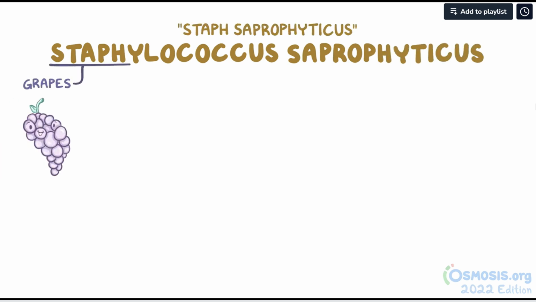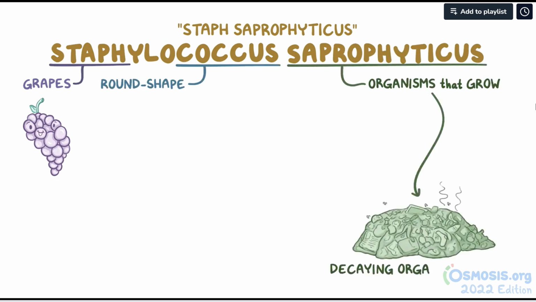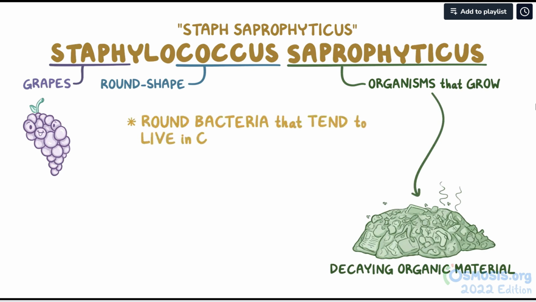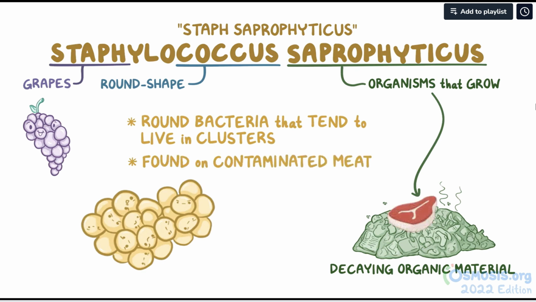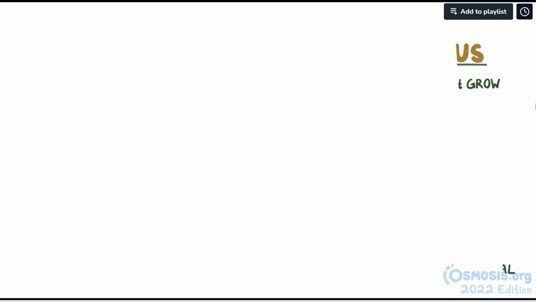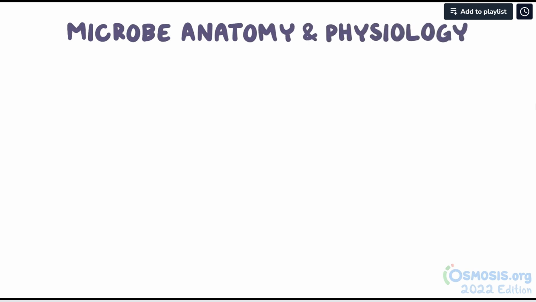Staph means grapes, coccus means round shape, while saprophyticus refers to organisms that grow on decaying organic material. So Staphylococcus saprophyticus are round bacteria that tend to live in grape-like clusters and are commonly found on contaminated meat products.